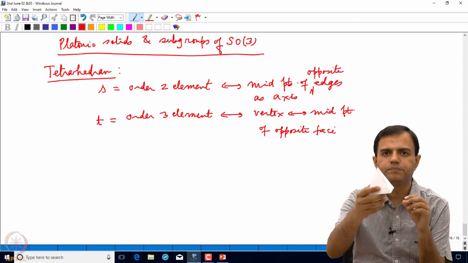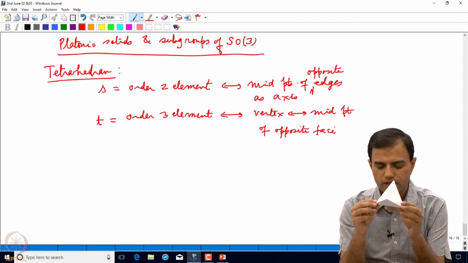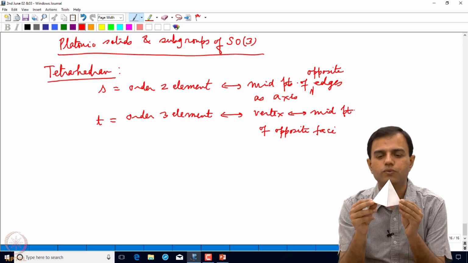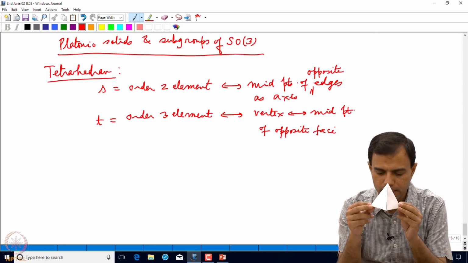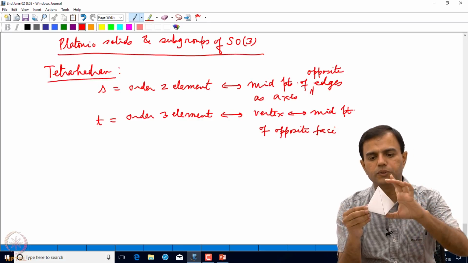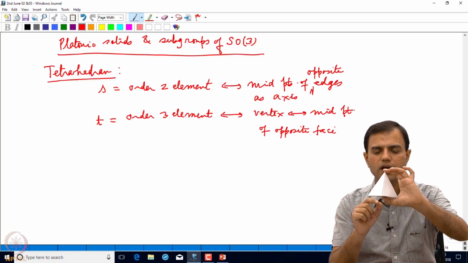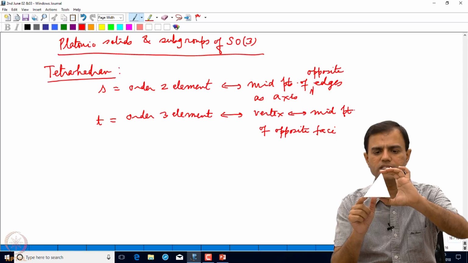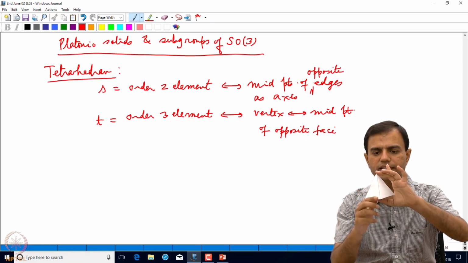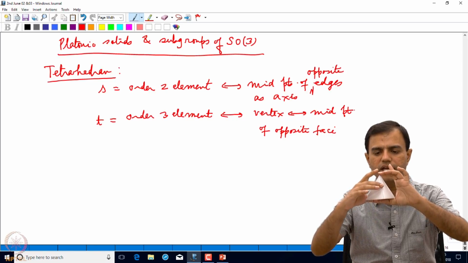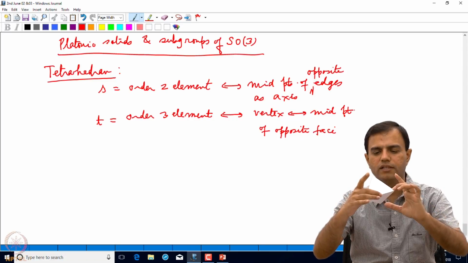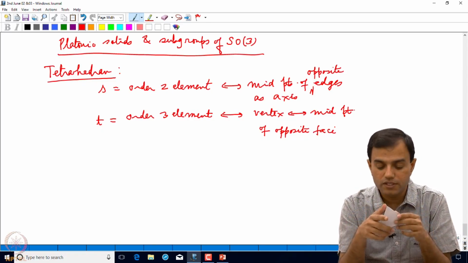What else? What if I compose two? What if I compose these two? What would happen? And that's going to be interesting. So first I rotate like this, and then I take midpoints and then rotate again. What is it going to be?